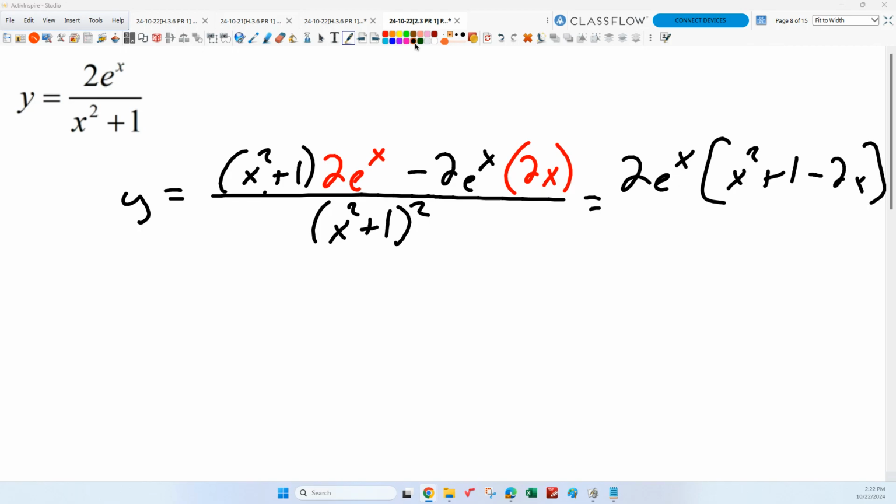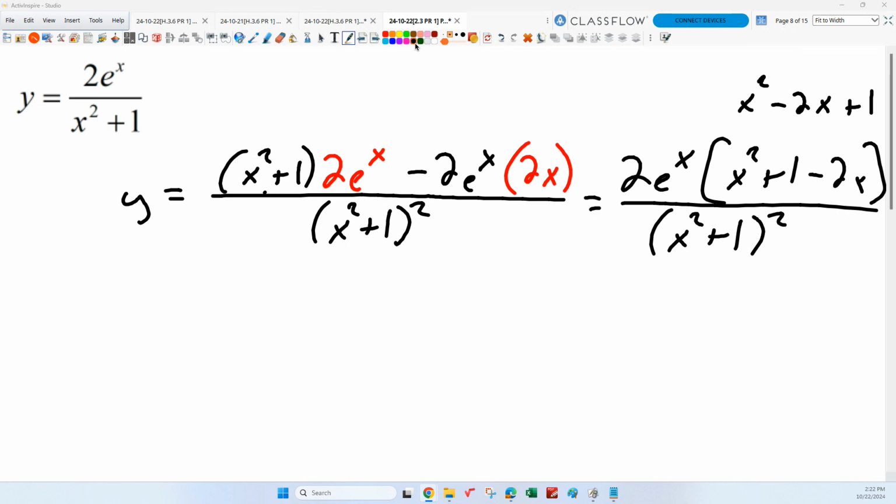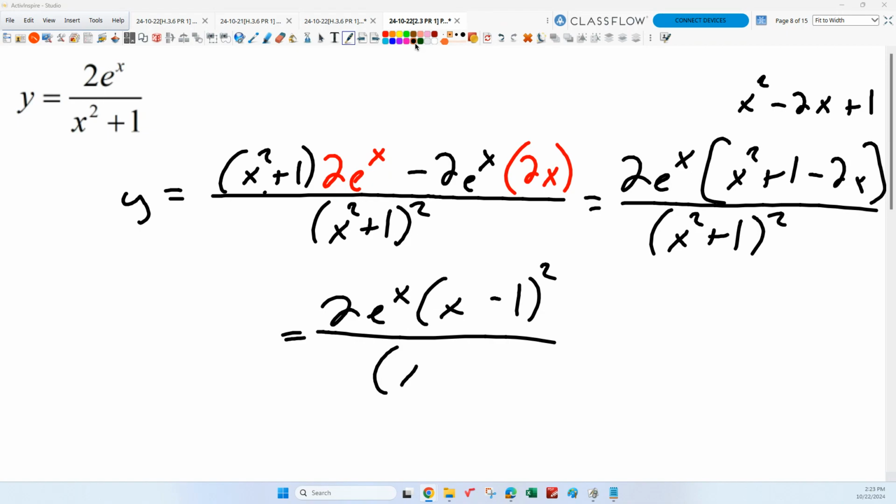Everybody see that? Divided by x squared plus 1 quantity squared. So then this just becomes x squared minus 2x plus 1. What does that factor into? X minus 1 quantity squared, yeah. So we could write this as 2e to the x times x minus 1 quantity squared over x squared plus 1 quantity squared. That'd be pretty clean form.